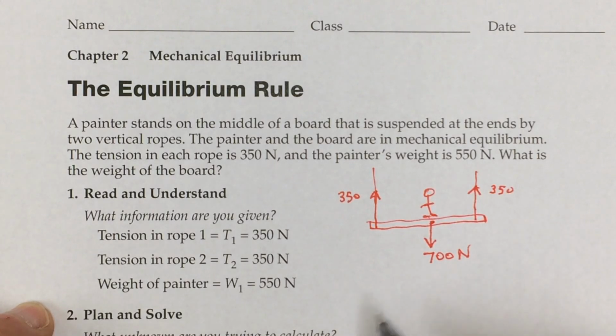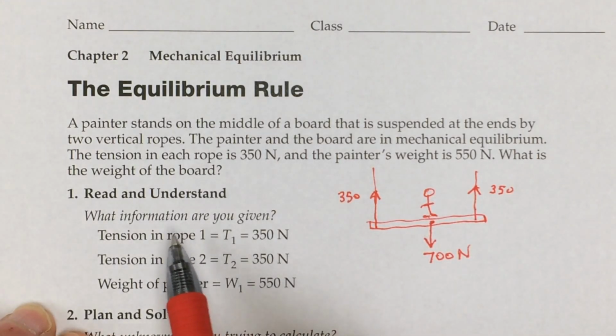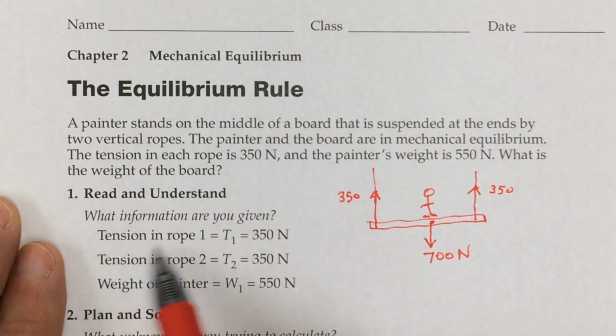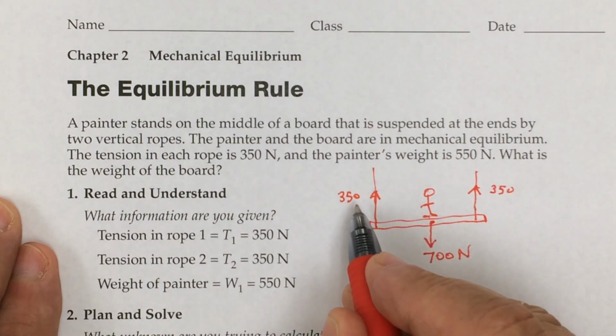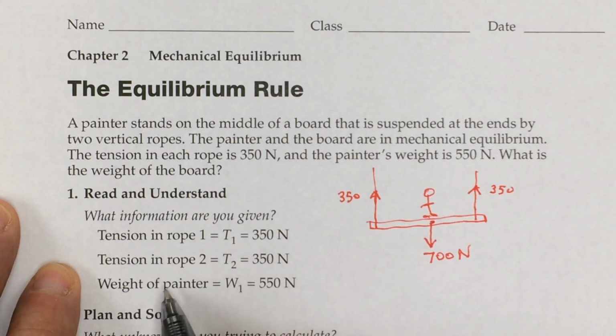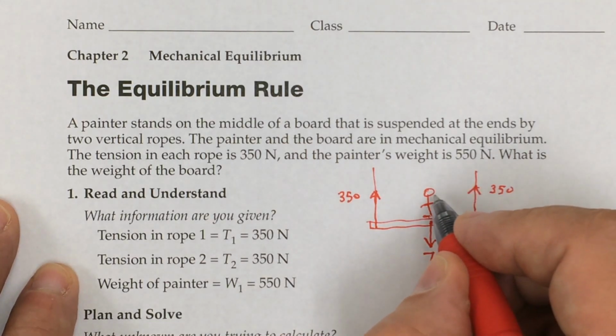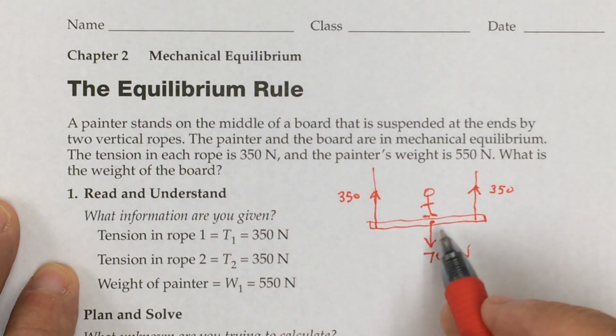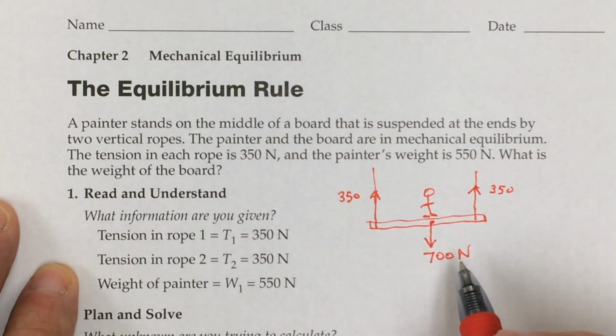Okay, so it shows you here what information is given. Tension in the rope, that's T1. Tension in the other rope, that's T2. The weight of the painter is W1. And the weight of the board is W2. Okay, so here's what's set up.